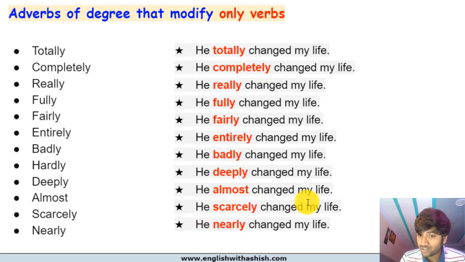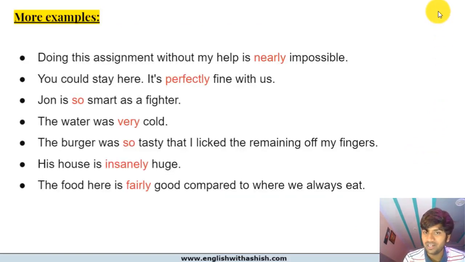He scarcely changed my life. Again, hardly. He didn't do it, right? The parameter is going down. He nearly changed my life. Again, nearly, closely changed my life. He didn't do it, right? Going down. Okay, so these are adverbs of degree that only modify verbs.